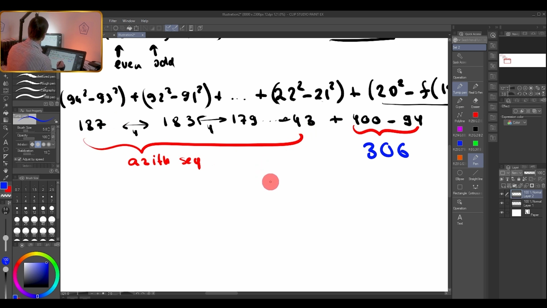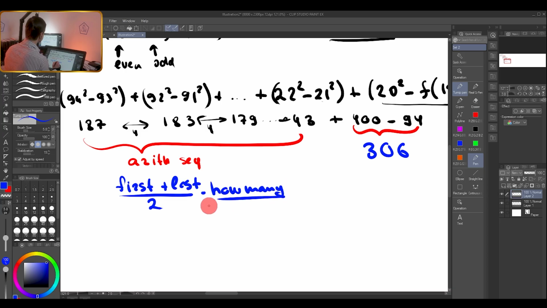Just remember, when you work with arithmetic sequences, it's very important to use some super simple formula that will never give you any trouble. So when you work with arithmetic sequence, the best formula is the first term plus the last term divided by 2 and times how many terms you have in your sequence. It is the best formula. And it is also equal to the sum of the sequence.